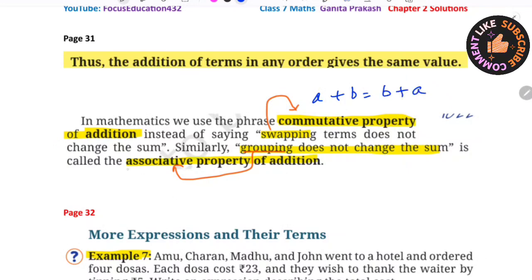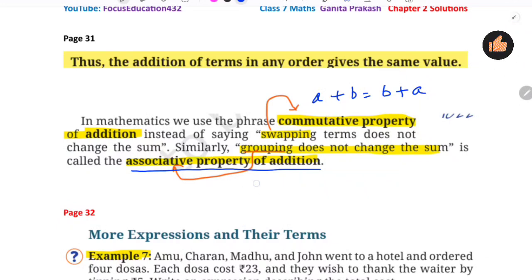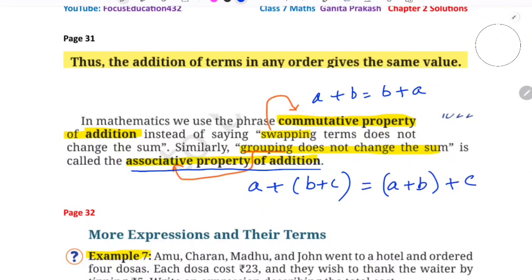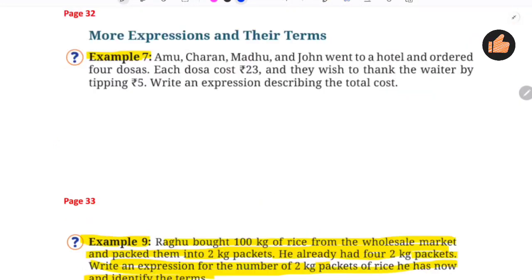And the other thing is the associative property. Grouping also does not change. What is the meaning of grouping? If you are having three numbers, A, B, C, consider these as general numbers, then A plus (B plus C) is the same as (A plus B) plus C. Clear? So I am writing it in a generic way. This is the best way to understand and remember things.